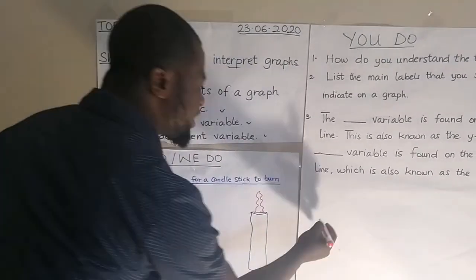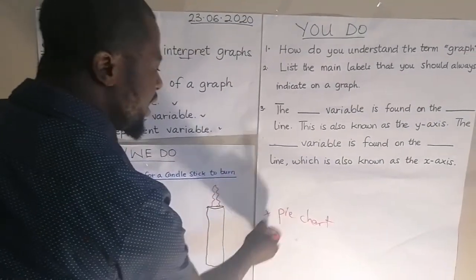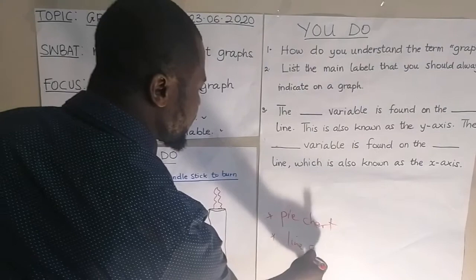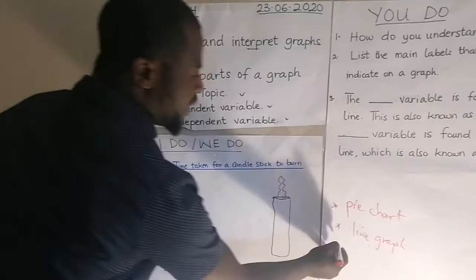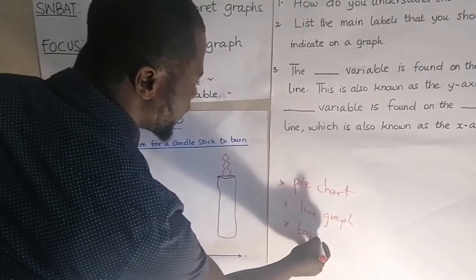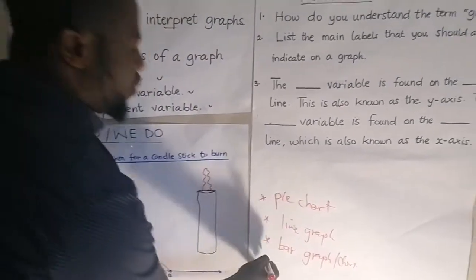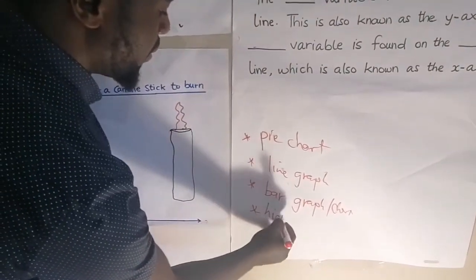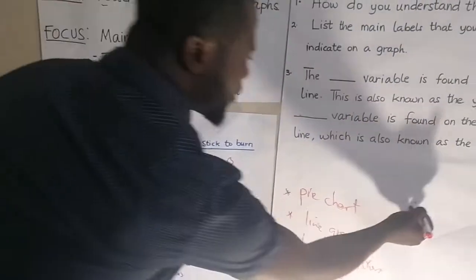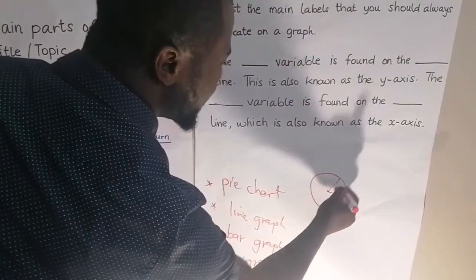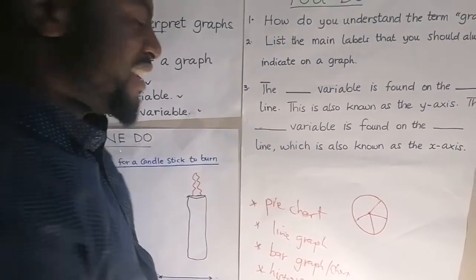In grade 6 you looked at pie charts. I believe you do remember you looked at pie charts, you looked at line graphs, an example of a line graph. You looked at a bar graph, which is also known as a bar chart. You looked at the histogram, and many other graphs that you did. So the pie chart was the circle with divisions, looking at Debonair's pizza.